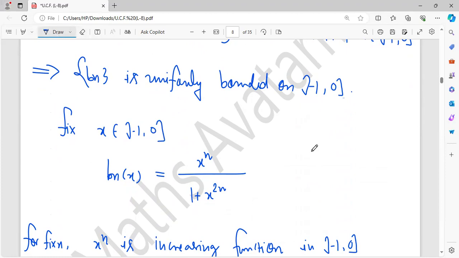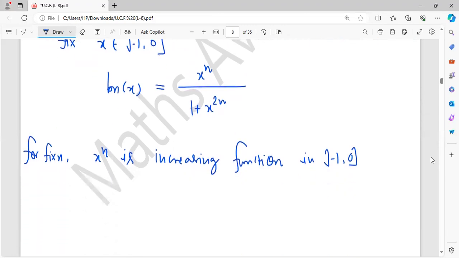Now you take any x in this range. You take the power, and the power will always decrease the magnitude. Suppose you are taking -1/2 and you take power 1, then 2, its magnitude will decrease. Once the magnitude of the negative number decreases, it is increasing. So this quantity is an increasing function on this interval.